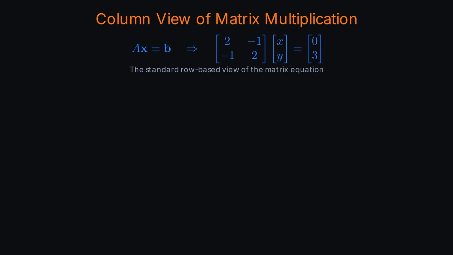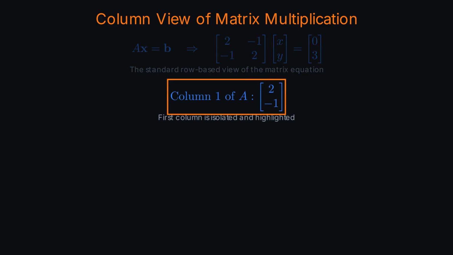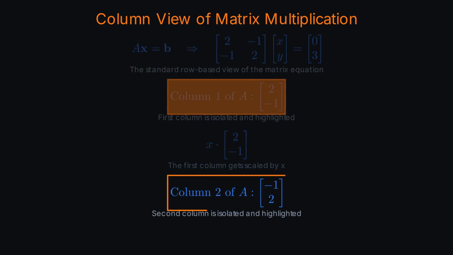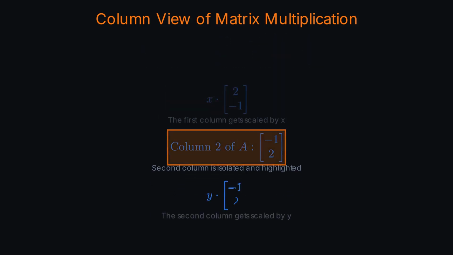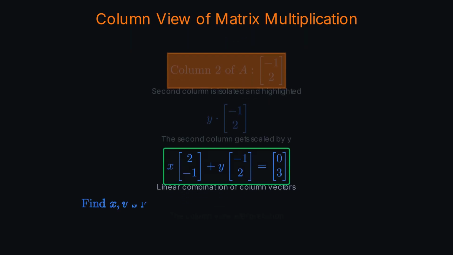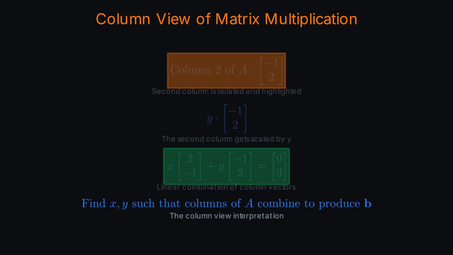Watch what happens when we read this equation by columns instead of by rows. Take the first column of A, that's 2, -1, and multiply it by x. Now take the second column of A, -1, 2, and multiply it by y. The matrix equation A times x equals B now becomes x times the vector 2, -1, plus y times the vector -1, 2 equals the vector 0, 3. This is the column view of matrix multiplication, and it reveals that we are really looking for a combination of the columns of A that produces B.